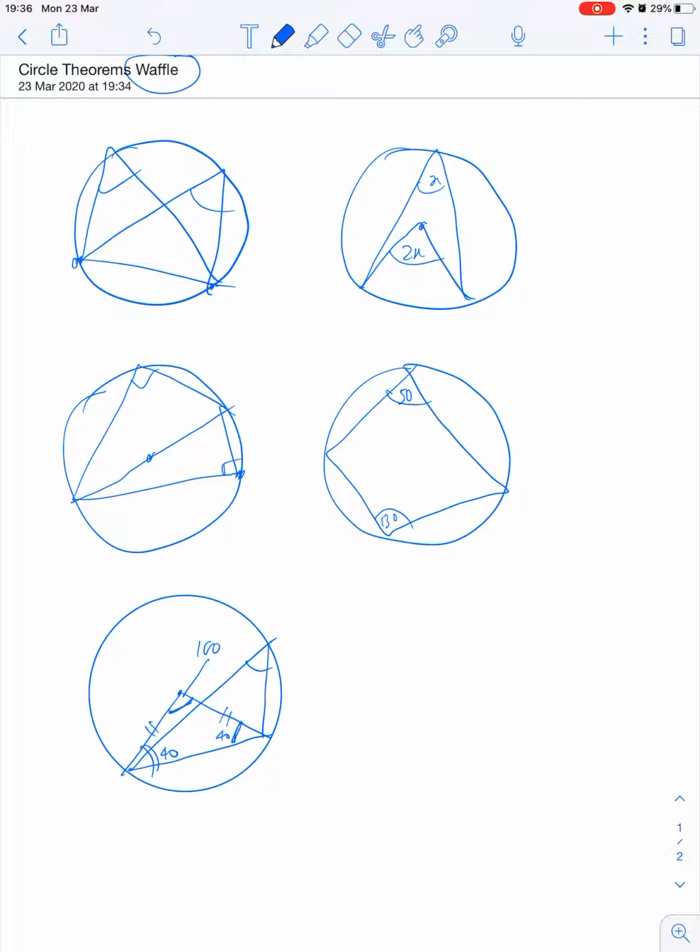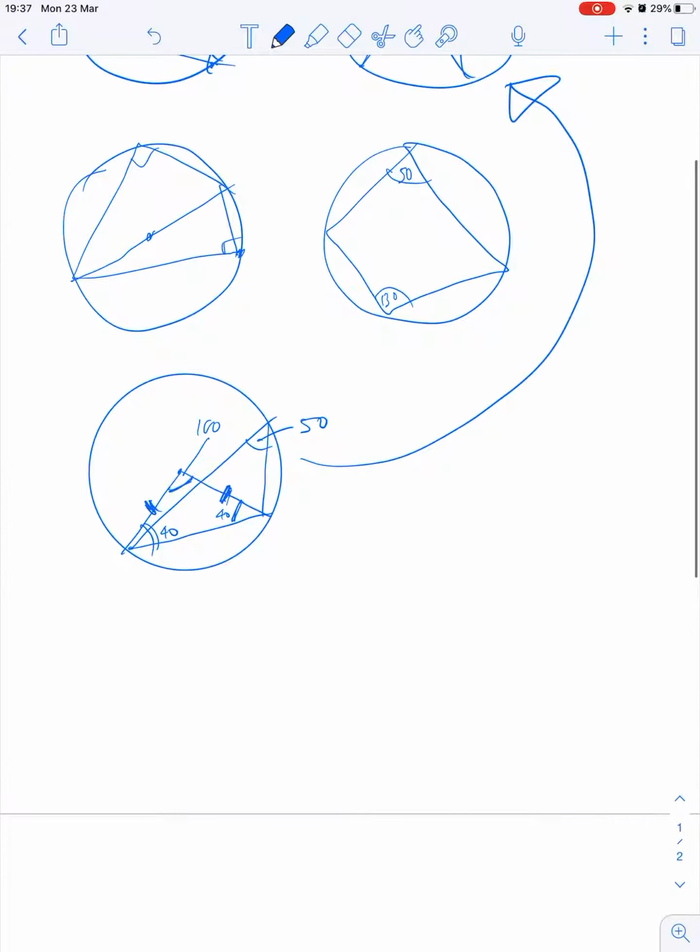So I look back at this rule over here. The angle at the center is twice the angle at the circumference. So this angle must be 50. Okay, so there's some little tricks like that. Things like the radiuses are equal. I don't know, sometimes, what else is there?